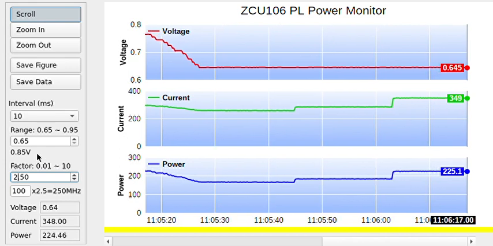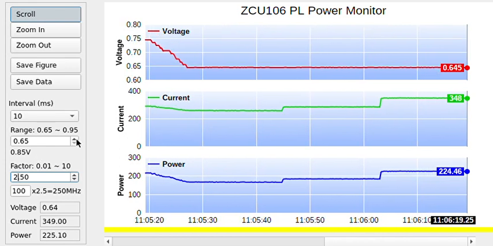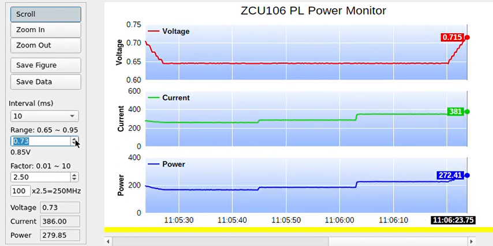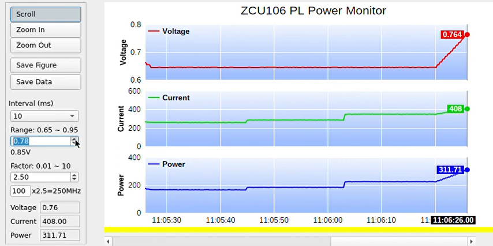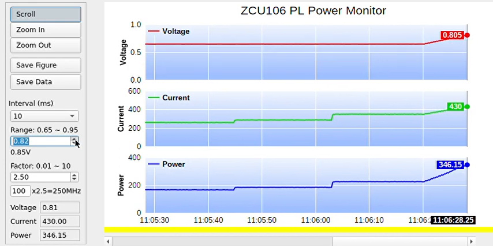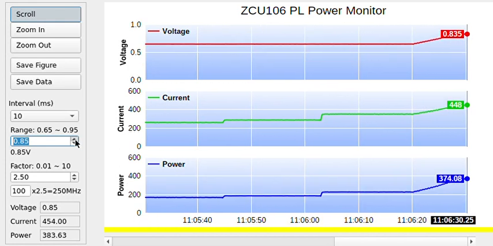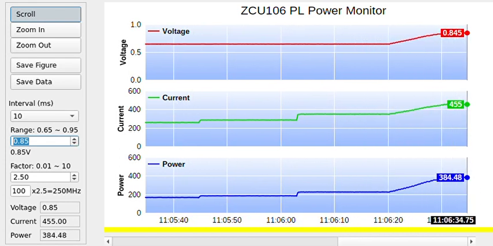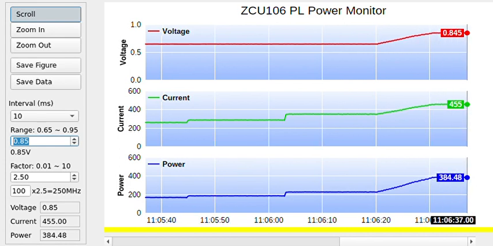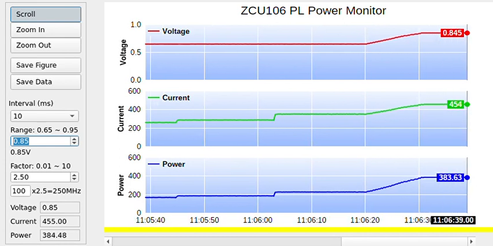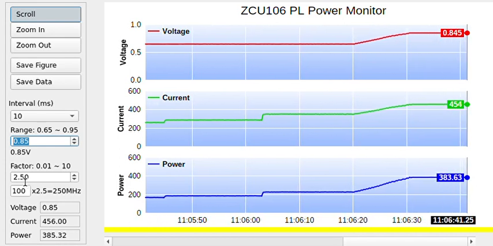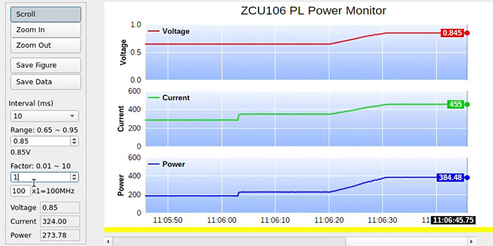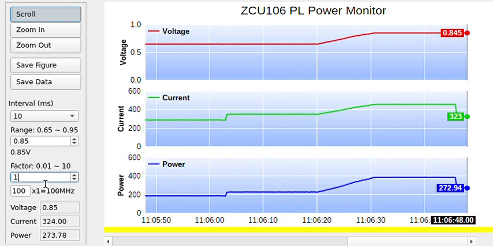Okay. So let me just change it back to the nominal voltage of the FPGA board, which is 0.85 volt. So I can see that all the scaling and the monitoring are both operating at runtime. Okay, I change the frequency back to the nominal frequency, 100 megahertz.